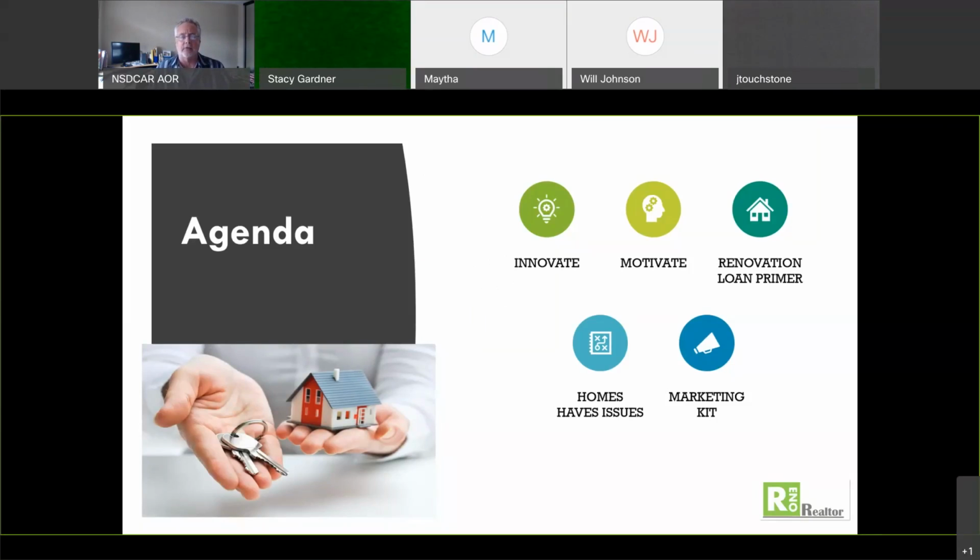Motivate is really about answering the questions as to why we should be looking at these renovation loans, and we'll go into more detail on that. We'll have a renovation primer, where we go through the fundamentals of how these renovations operate from a transactional standpoint. Then we're going to talk about some specific areas on how these renovation loans fulfill a multitude of real estate needs. This topic is going to be homes that have issues. And then we're going to close off with our whole marketing kit strategy.